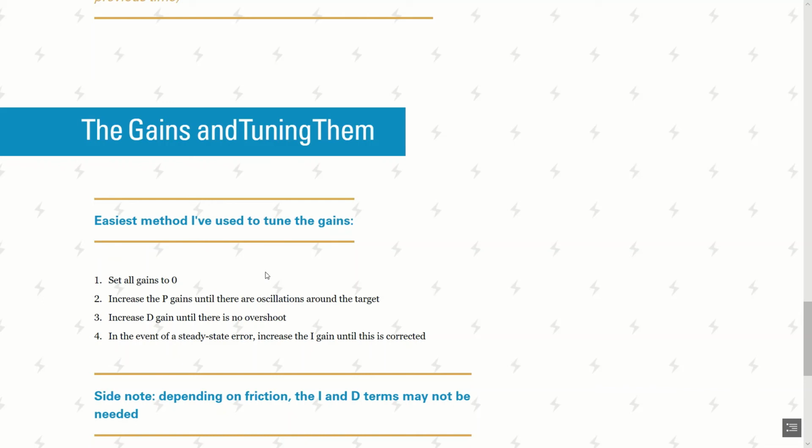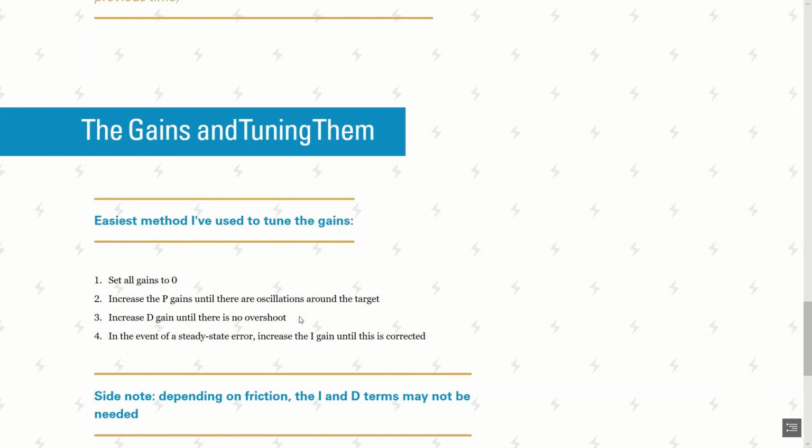There are many ways out there that we can do this, but this is the easiest one I've seen, and it's also the most effective. So let's go through the steps here. First, you're going to set everything to zero. So K sub P is zero, K sub I is zero, and K sub D is zero. Then number two, we're going to increase the P gain until there are oscillations around the target. Oscillations are like steady back and forth movement around your target position.